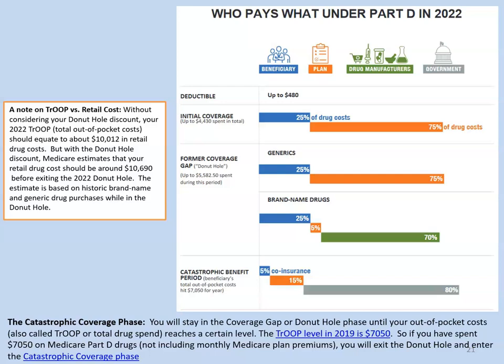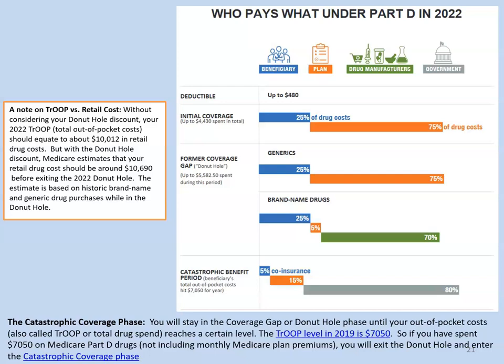So for example, you take a medication that's $100 on a monthly basis, you pay $25, the insurance plan covers the other $75. Now, when you both combined spend $4,430 in those drug costs, you move on to the next phase, we call the coverage gap, or what's predominantly known as the donut hole. In this phase, you'll spend up to $5,582.50 during this period. Now it's combined, it's cumulative.